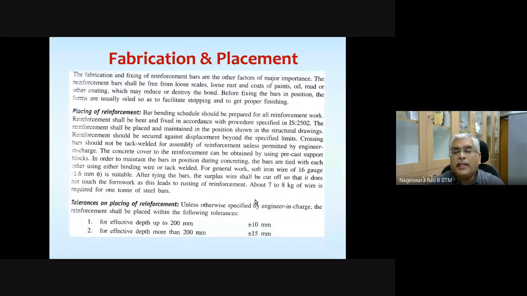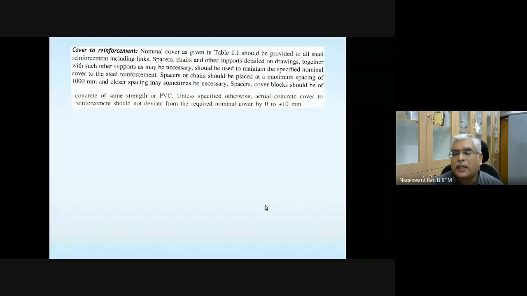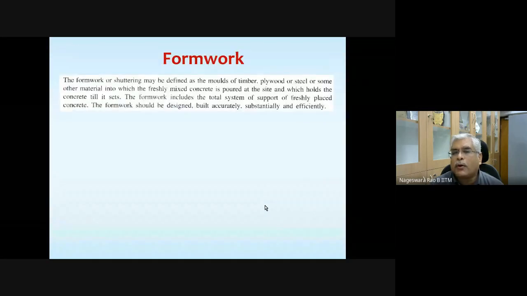And some details are related to fabrication of this reinforcement and placement. What I suggest is I will share these slides with you. You can go through them. These are all self-explanatory, and immediately we may not be requiring all this, so I'm going to skip all this.